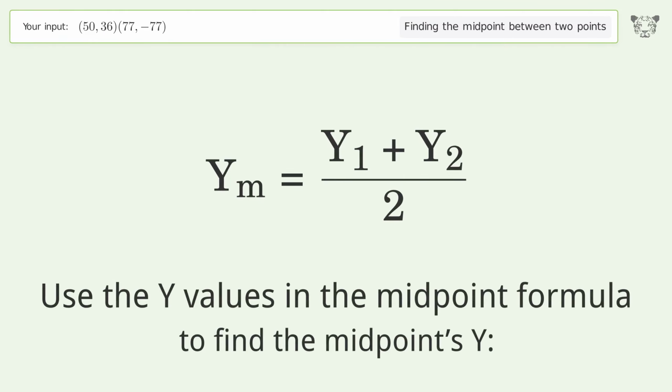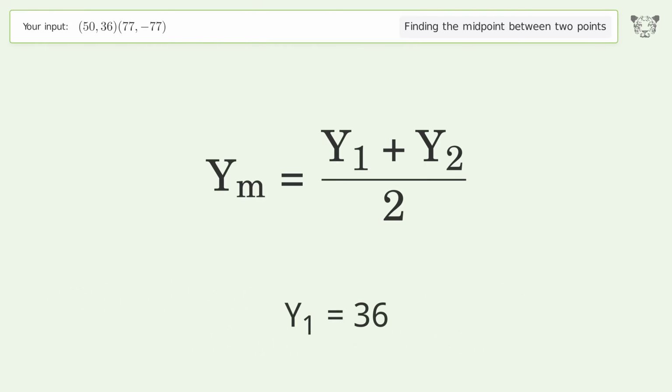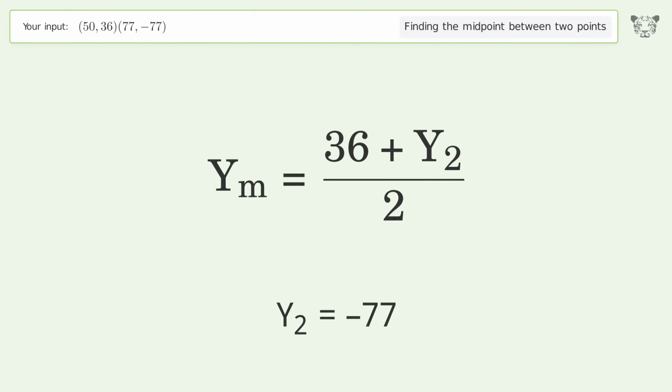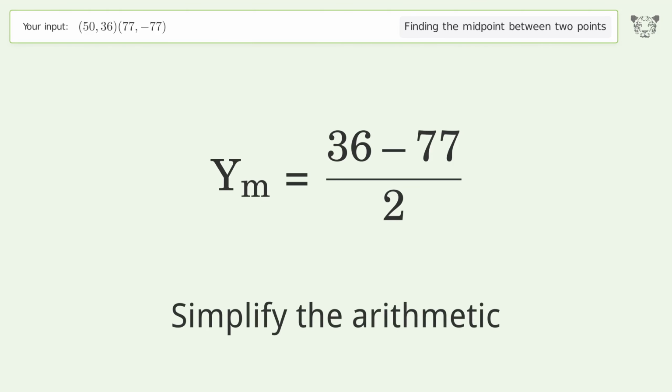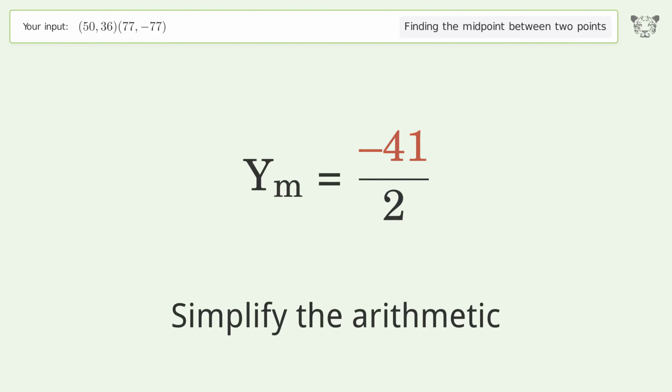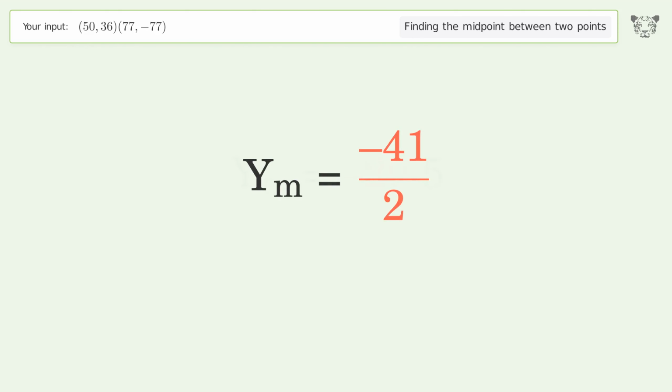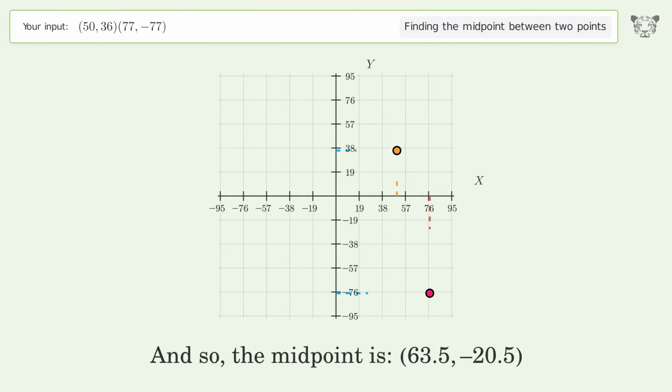Use the y values in the midpoint formula to find the midpoint's y. y1 equals 36. y2 equals negative 77. Simplify the arithmetic. And so, the midpoint is 63.5, negative 20.5.